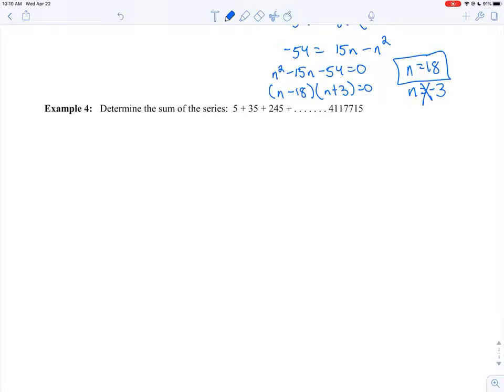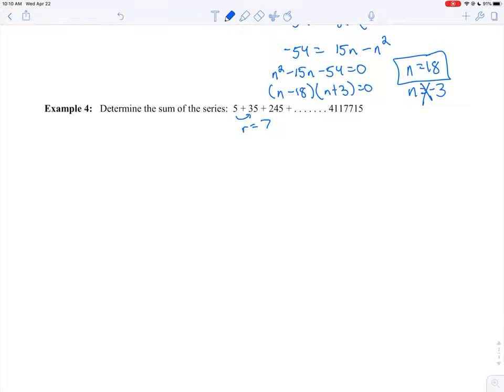All right, determine the sum of the series. They're not telling us arithmetic or geometric. 5 to 35 and then 35 to 245. It should be very clear that this is not arithmetic. What are we doing to get to that number? We're multiplying by 7. So our r value is 7 in this case.